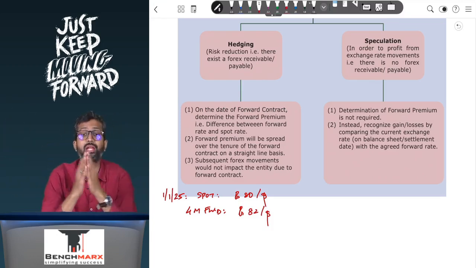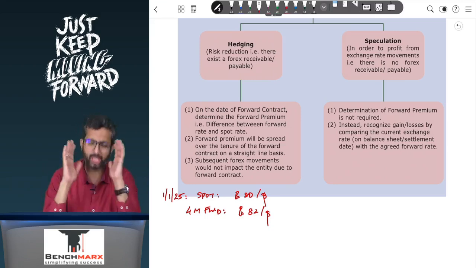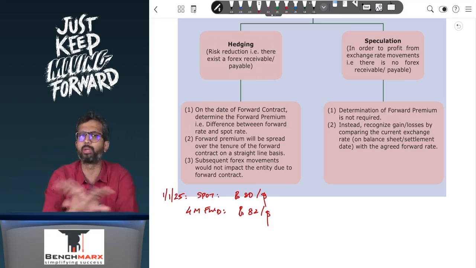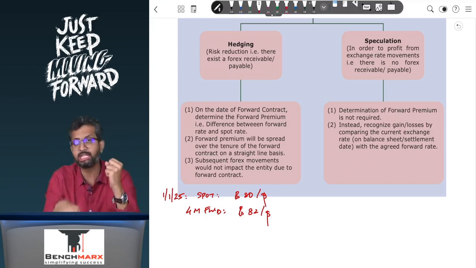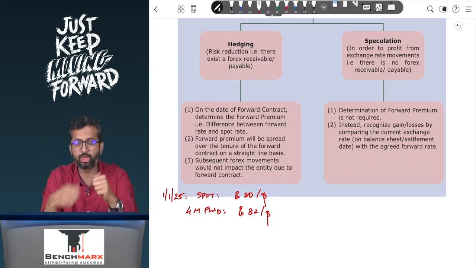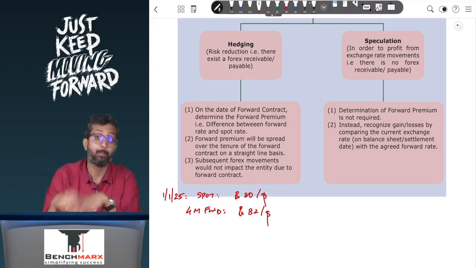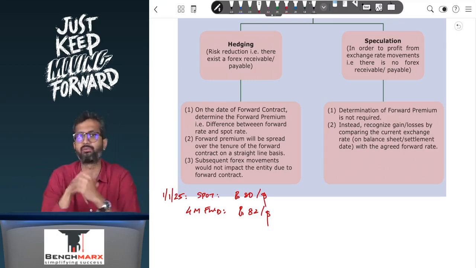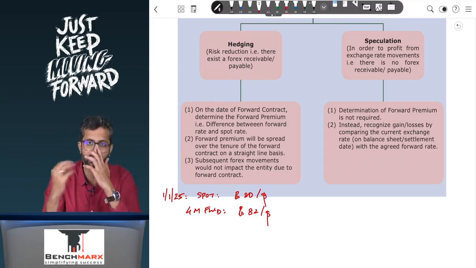So this is like an insurance. This is like a protection. So we are saying now I'm not worried about whatever happens in the next 4 months. Let the rate go to 90 and 95. I don't care because I will get the dollars at 82 rupees. But even if the rate becomes 70 or 75, I'll still have to pay 82 rupees. But I'm okay with that because it gives me certainty. It removes my uncertainty. This is called hedging.